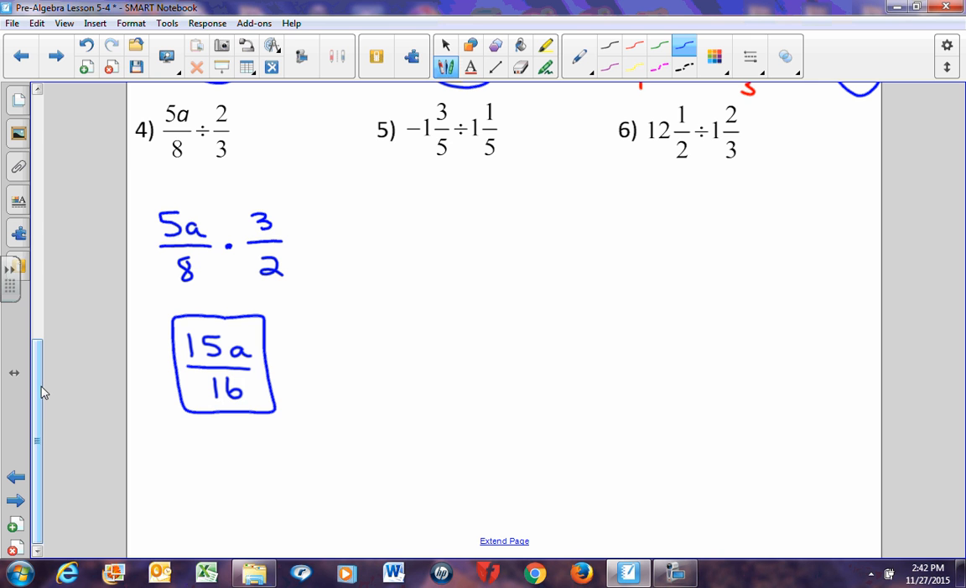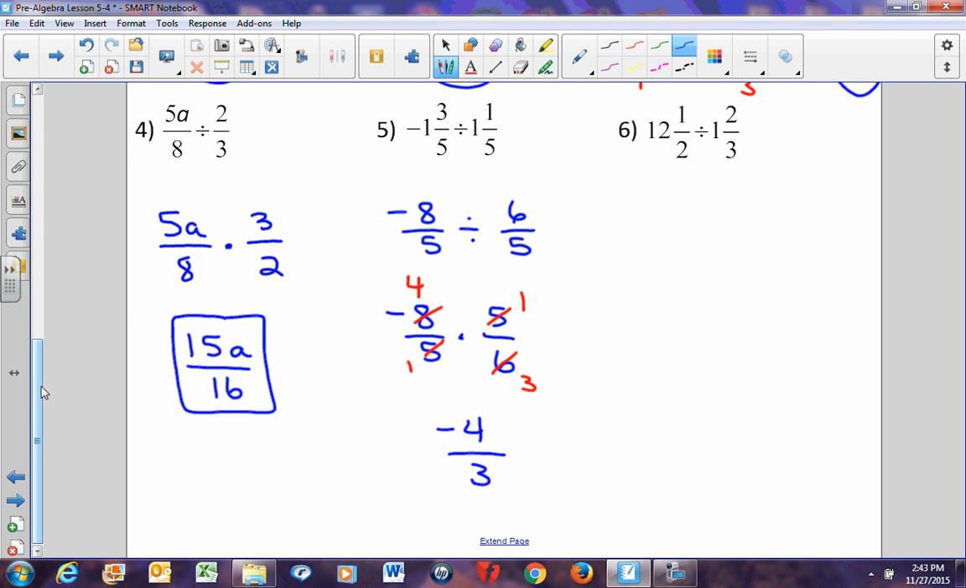Number 5, I'm going to change both of these to improper fractions first. 5 times 1 is 5, plus 3 is 8, so negative 8 fifths. Divided by 5 times 1 is 5, plus 1 is 6, 6 fifths. So keep my first fraction, negative 8 fifths. Multiply by the reverse of the second one, multiply by the reciprocal. So keep, change, change. Change the division to multiplication, change 6 fifths to 5 sixths. I can cross cancel here. 5 goes into itself once, it goes into this 5 one time. 2 goes into 6 3 times, 2 goes into 8 4 times. So I end up with negative 4 times 1 is negative 4. 3 times 1 is 3. So I end up with negative 1 and 1/3.